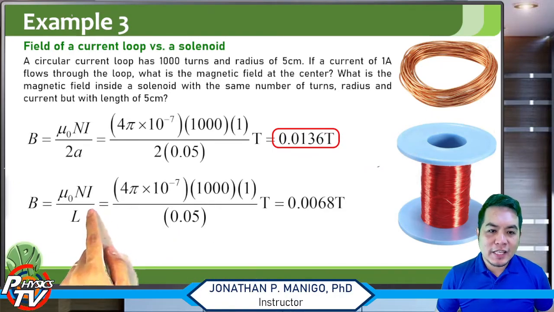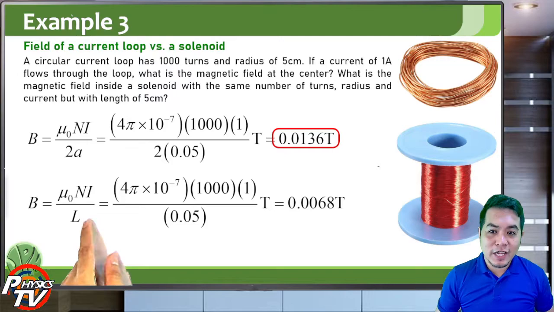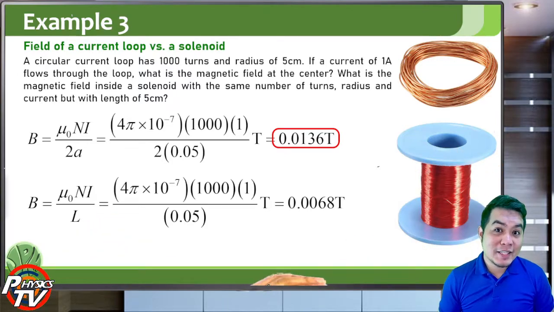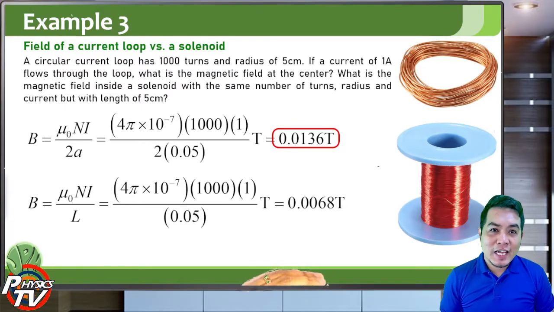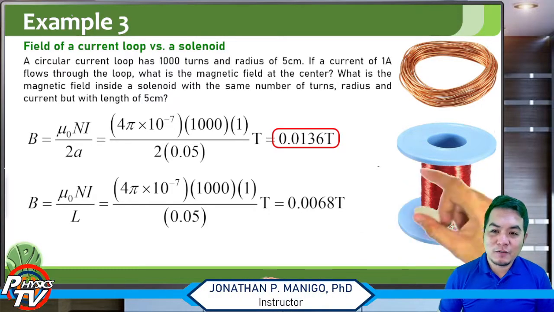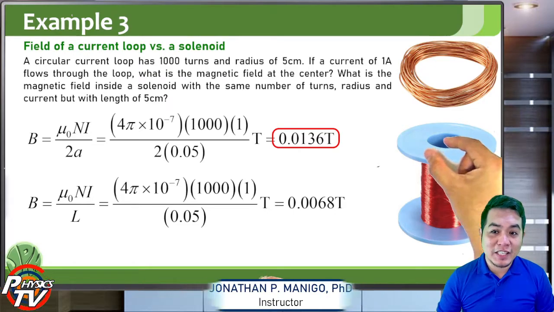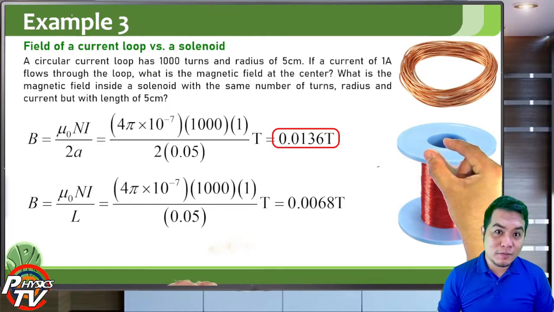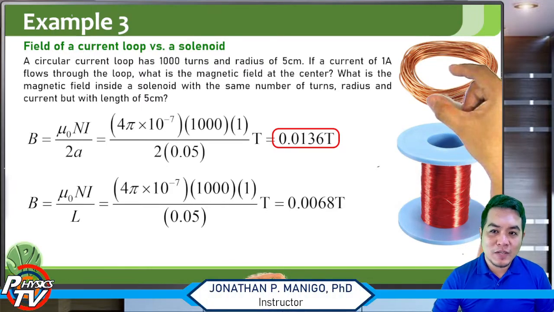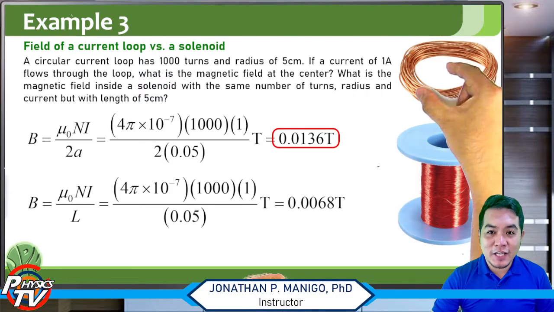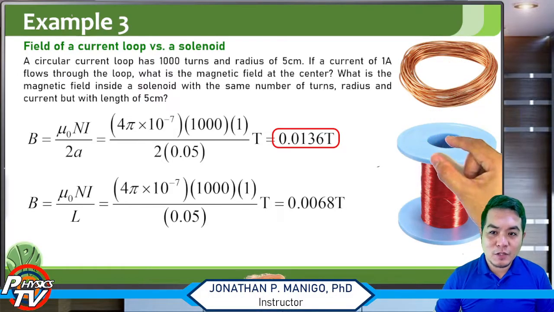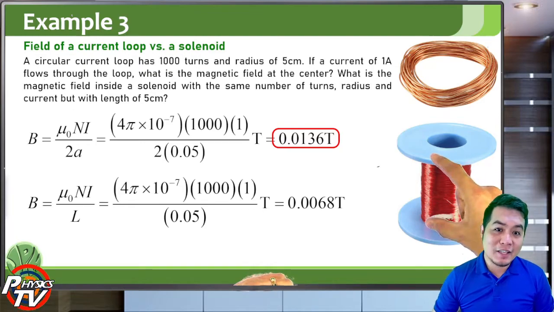For the solenoid, it has a different formula, mu naught Ni over L. So the radius actually doesn't matter for a solenoid, as long as the radius is not large as compared to the length. For a solenoid, the length is very much larger than the radius. It's inverse for a current loop. For a current loop, the radius is very much greater than the length of the current loop. So that's their difference. Very large radius for a current loop, very large length for a solenoid.